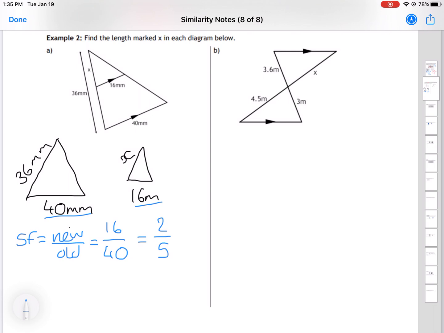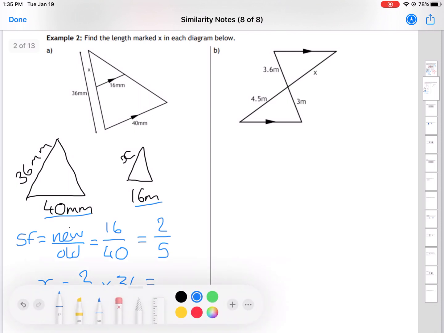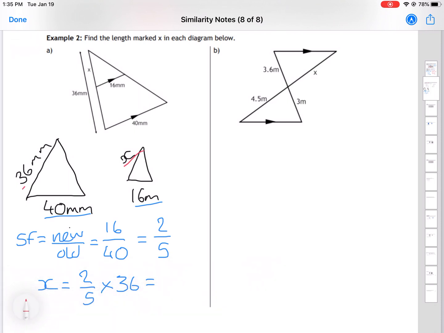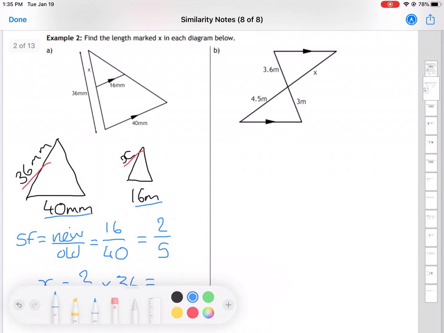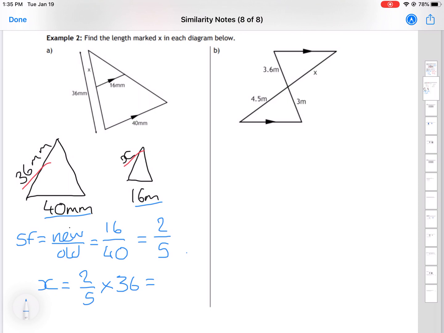The next step here is to calculate x. So that is 2 over 5, which is our scale factor, times by the 36. So it's the old length that is already given to us in the question. So you can see here that the 36 and the x match up with one another, which is how I know to multiply it by the 36. And that will give me 14.4. Okay, units in there, if I squeeze them in, will be millimetres.